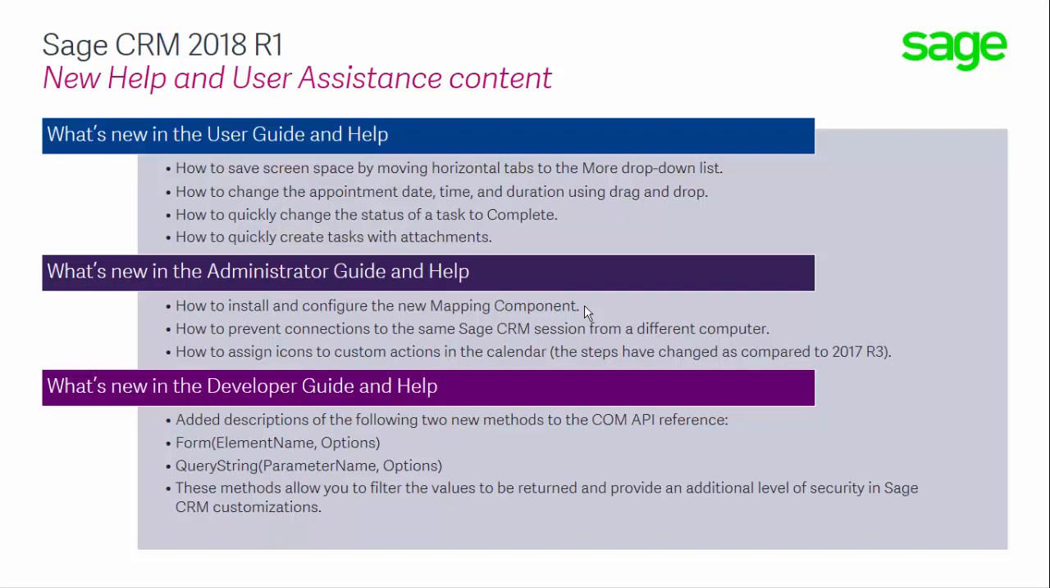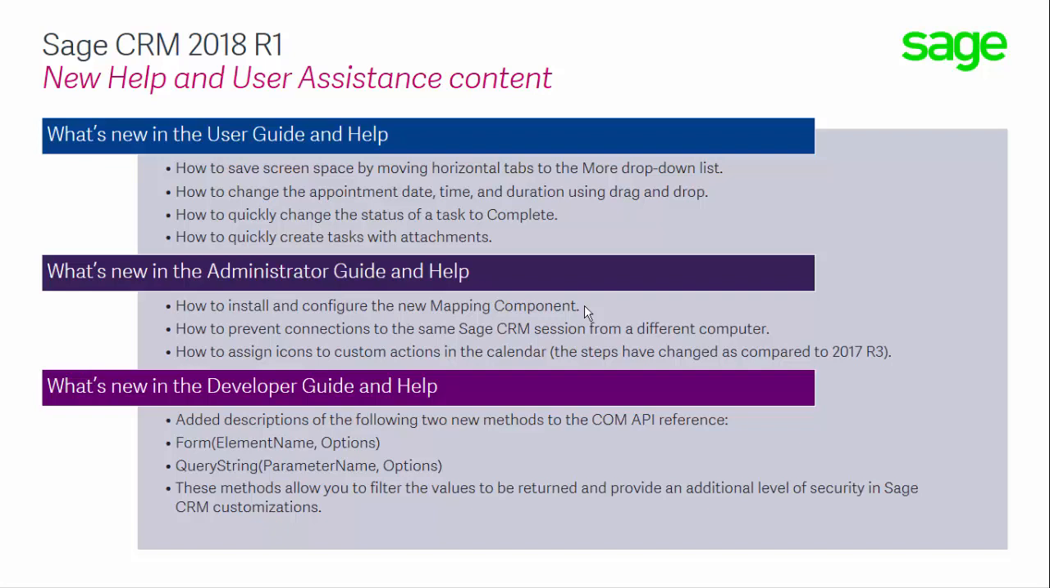There's a new mapping component that will be released onto the community eventually. This has been completely revised and will be reflected in the update on how to install and configure the new mapping component. There'll be blog articles that discuss that. There is some additional documentation around how Sage CRM is secured from connections to the same Sage CRM session from different computers, and some changes have been made to explain the improvements in the ease of assigning icons to custom actions in the calendar. And the steps have changed as compared with 2017 R3.